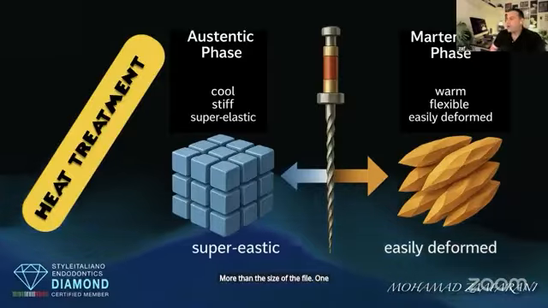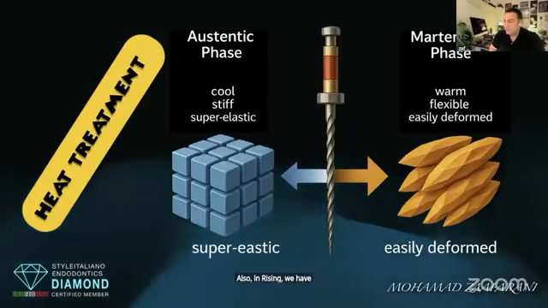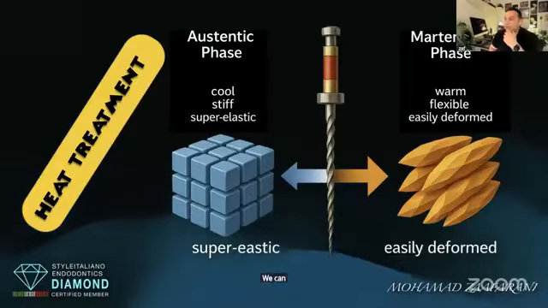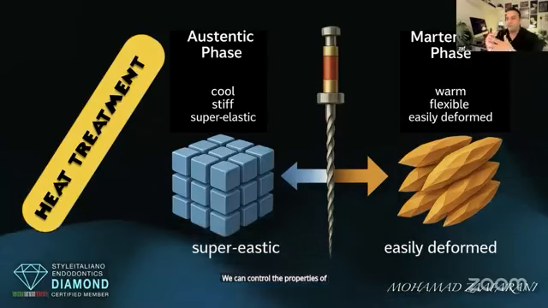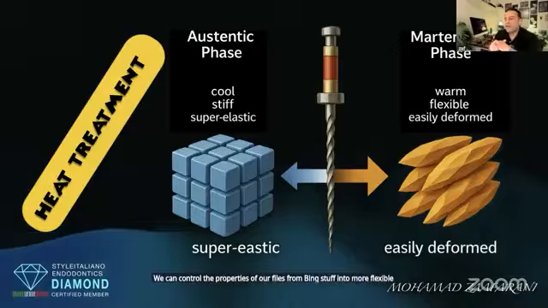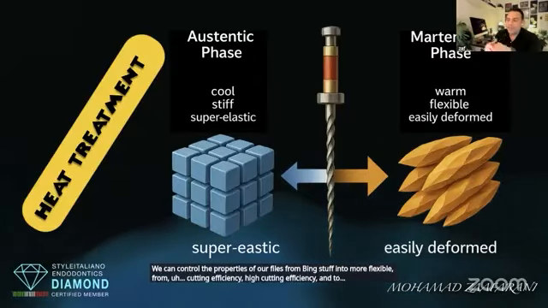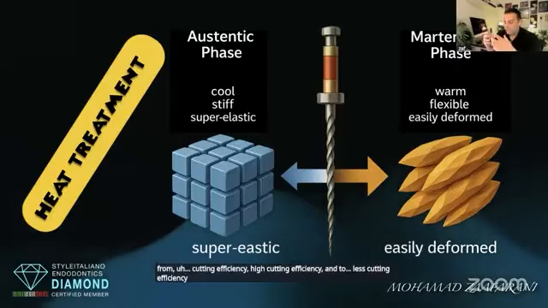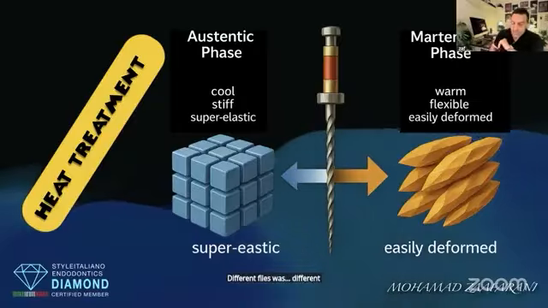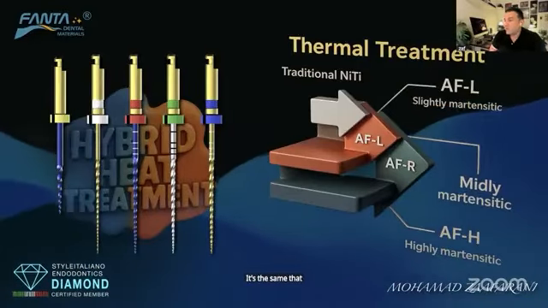One last point about RISING, that also in RISING we have hybrid heat treatment. We know that by heat treatment during manufacture, we can control the properties of our files from being stiff to more flexible, from high cutting efficiency to less cutting efficiency. So we can have different files with different behavior inside the canal. And it's the same that we have here also in RISING.